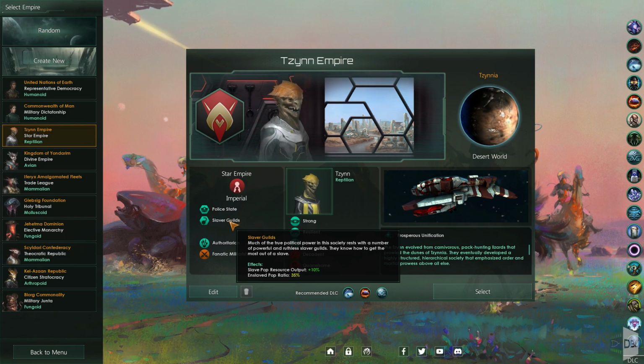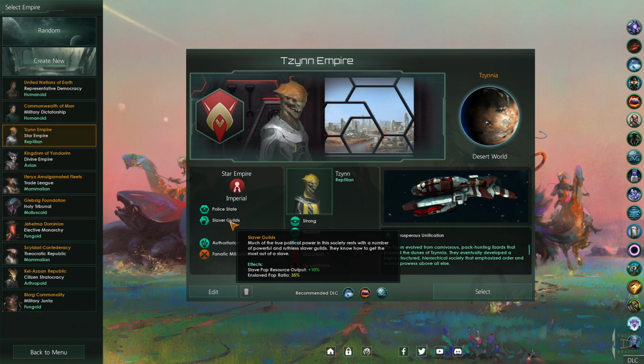Hi, I'm here to liberate you. Got any oil? Slave pop resource output plus 10%. Enslaved pop ratio 35%. That's yellow. Wow, I think that might be the first yellow percentage I've seen. So it's not great, but it's not the worst. 35% of the population is enslaved. Is that what that means? Slave pop resource output.